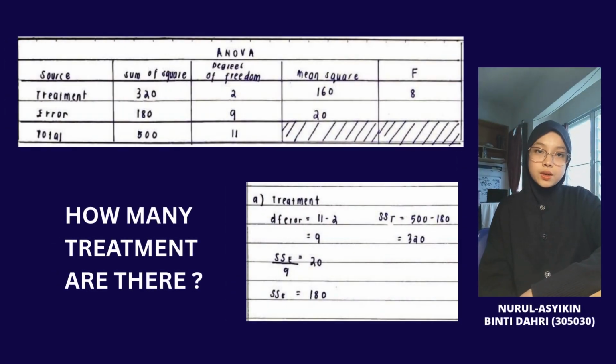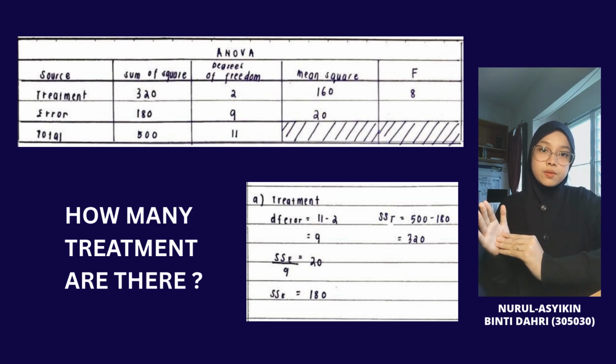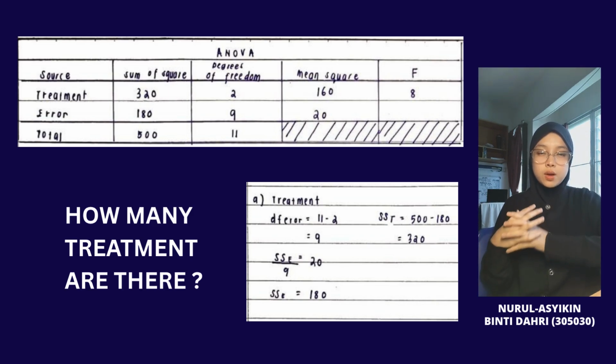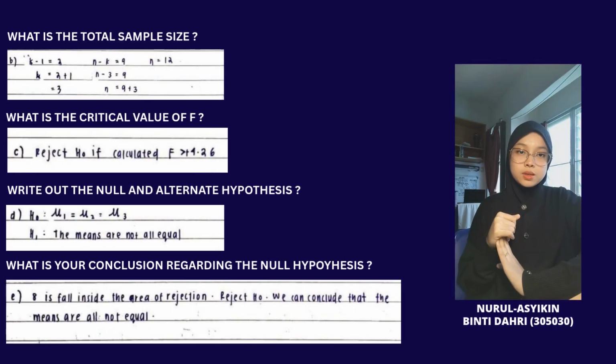Alright, so next we are going to analyze the ANOVA table, and we refer back to the question. There are several questions, and from the table the answer for question A, the treatment, is 320, which we get from the SS total 500 minus 118. For question B, the total sample size is 12. And for the third question, the critical value of F is 4.26, which you get from alpha 0.05, and the degrees of freedom for the numerator is 2 and denominator is 9.